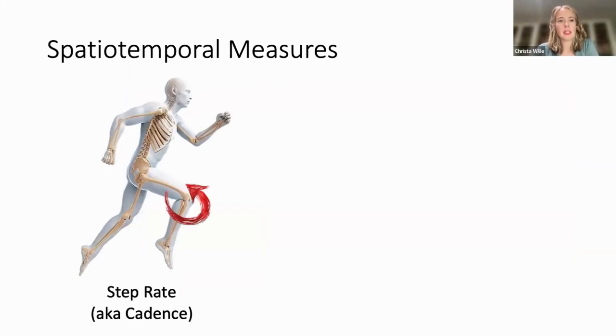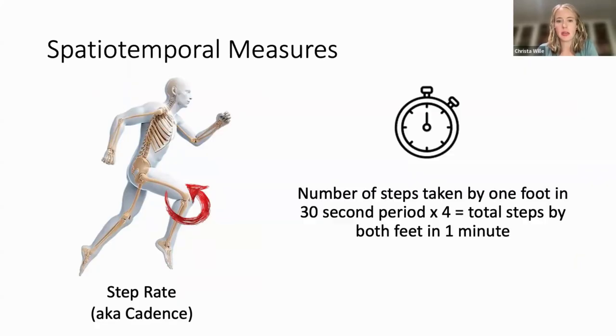And then finally, the last spatial temporal measure I'll touch on is step rate. Again, this is commonly called cadence, in which those words are used interchangeably. How I clinically define or identify this is count the number of steps an individual takes by one foot in a 30-second period, and then multiply that by 4 so that you have the total number of steps that that runner takes from both feet within 1 minute. And that's how we define number of steps per minute.